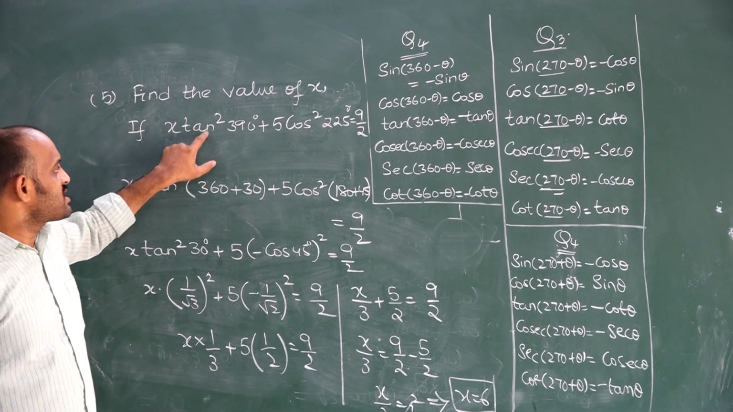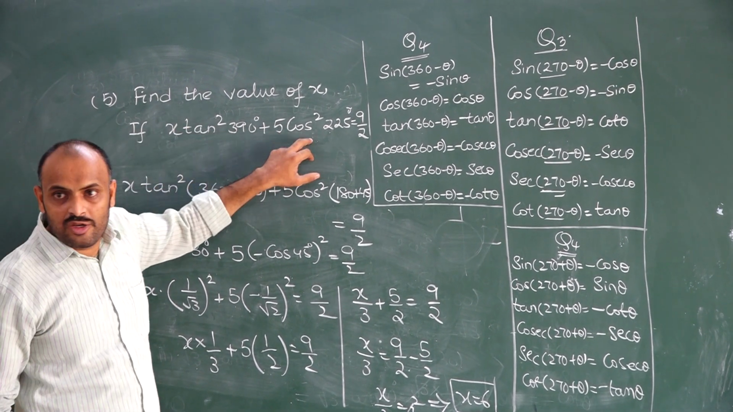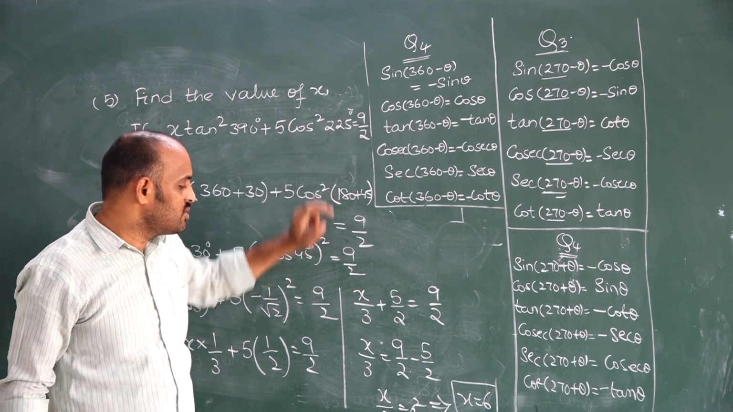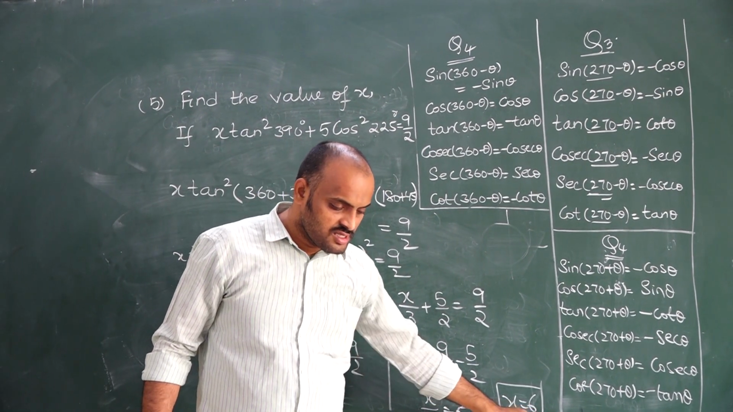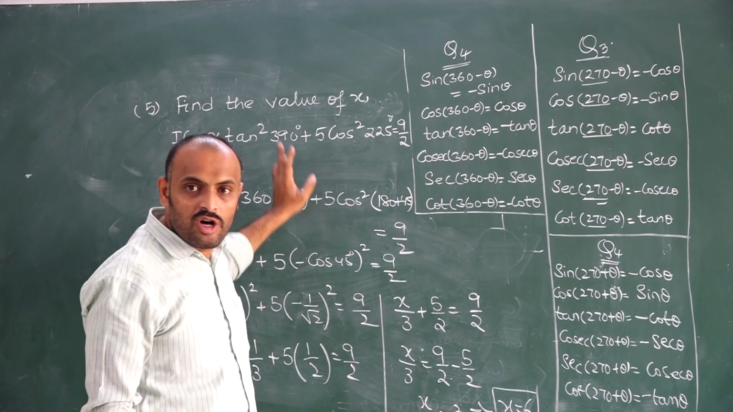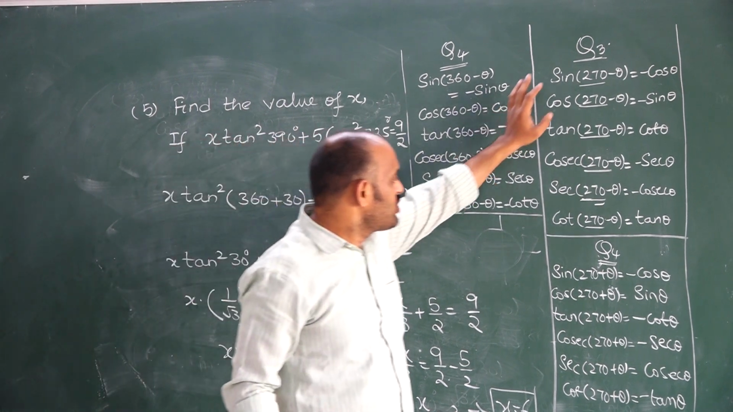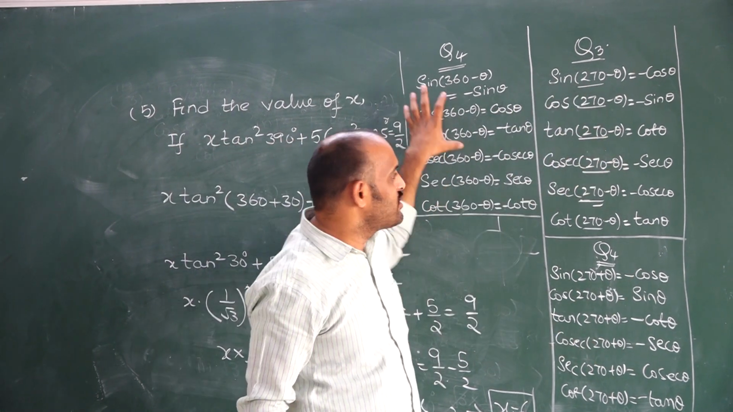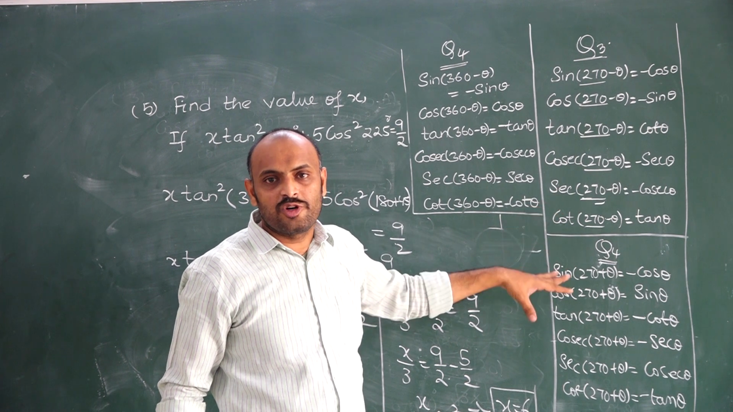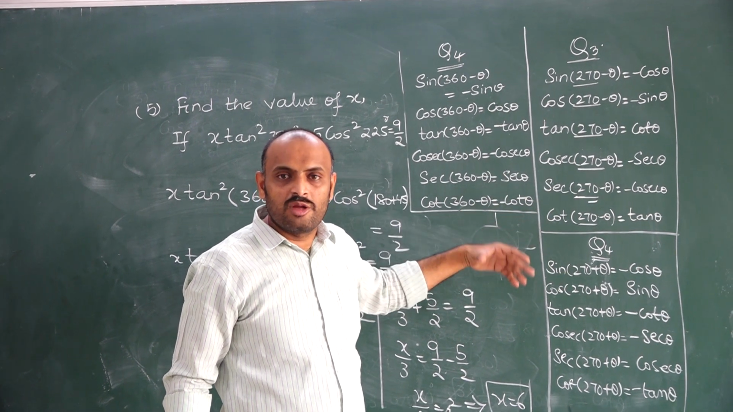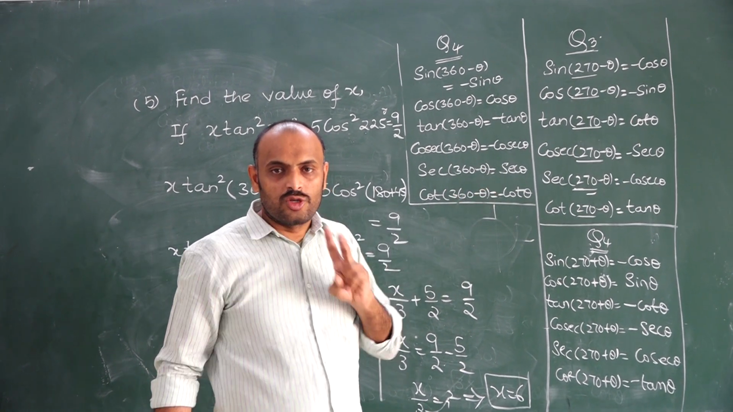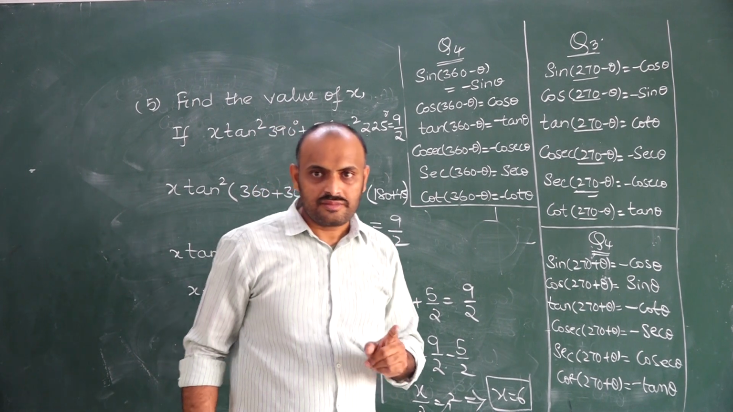If x into tan square 390 degrees plus 5 into cos square 225 degrees equals 9 by 2, then the value of x is 6. Hope you understood all these questions. You need to remember all these values: in which quadrant what is positive, what is negative, how the trigonometric ratio changes. Two things to keep in mind.